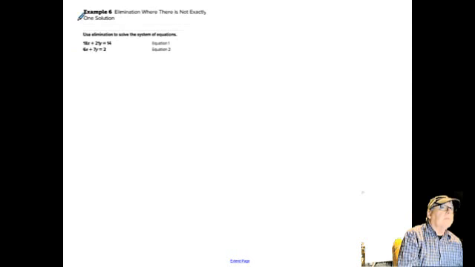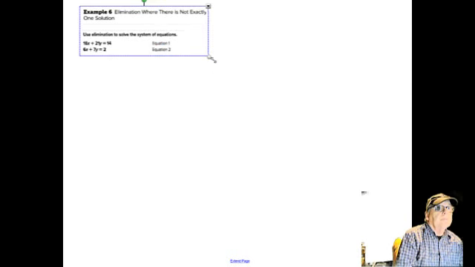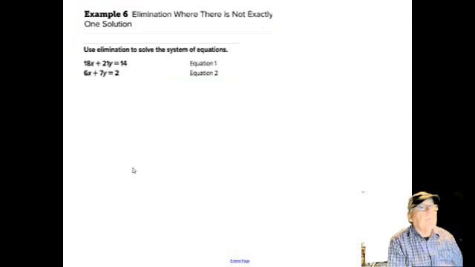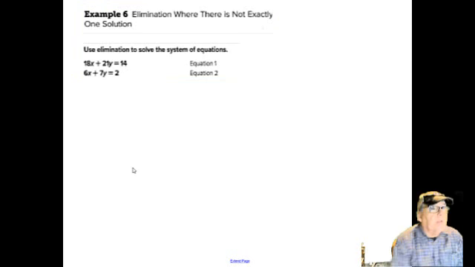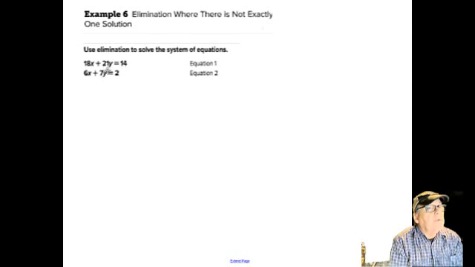Okay, let's look at the next one. Elimination, where there's not exactly one solution. So here I want to get my x's or my y's to cancel. The LCM of 6 and 18 is 18. The LCM of 21 and 7 is 21. So not much difference. I'm going to again go for canceling out the x's. So I'm going to multiply this second equation by negative 3, which will make this a negative 18x, and that's going to cancel that when I add it together.